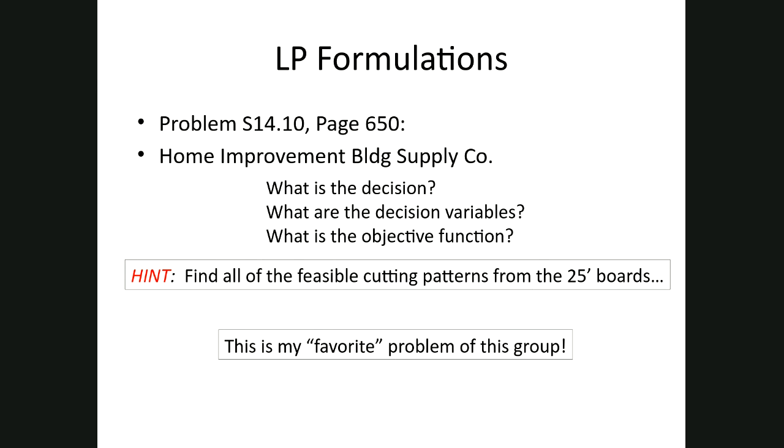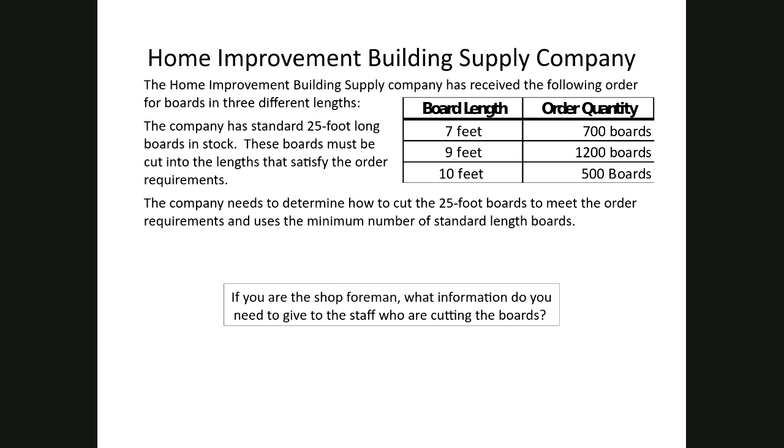So the first thing, again, we're going to go through our process. What is the decision? What are the decision variables? What's the objective function? And then, what are our constraints that we have to satisfy? It's a really, really good problem. I'll give you a hint there, but let's talk about this as we go forward.